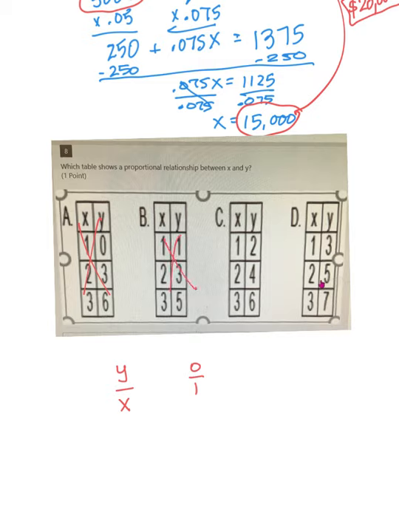Let's try C. 2 divided by 1 is 2. You see, I'm just taking y divided by x. 2 divided by 1 is 2. 4 divided by 2 is 2. 6 divided by 3 is 2. All of these work. So I am pretty sure that the answer is C, but just to be sure, let's try the last one. 3 divided by 1 is 3. 5 divided by 2, well, that's 2.5. That's not the same. So we were right. The answer has to be C. It's the only one that has a constant of proportionality.